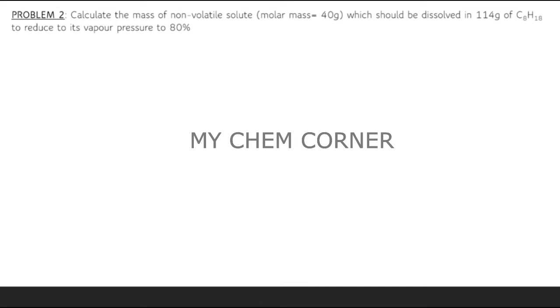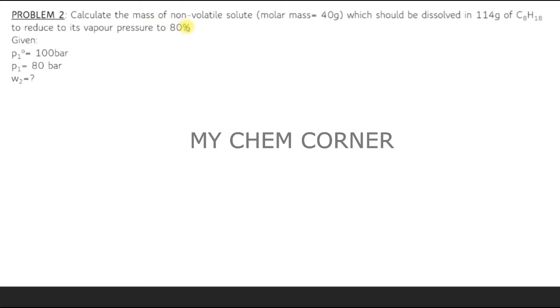Now the second one here is to calculate the mass of a non-volatile solute whose molar mass is given to us, which is dissolved in 114 grams of C8H18 to reduce its vapor pressure to 80%. Same way, but the only thing here is that it is given in terms of percentage, so you need to come down to pressure. So first, what is given to us? Total pressure is 100 bar. Out of that 100 bar, P1 is going to be 80 bar. Now from that, W2 is what we have to calculate.